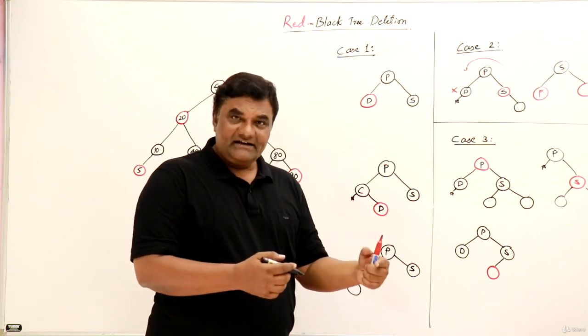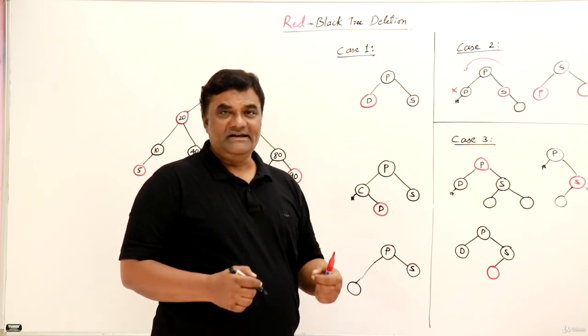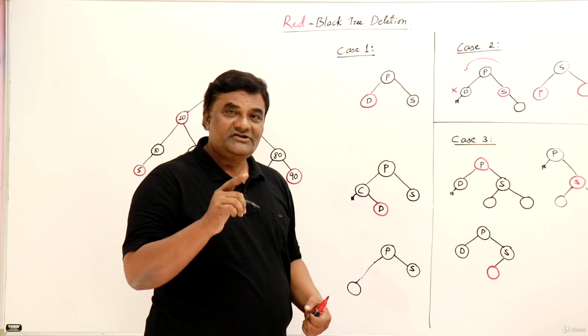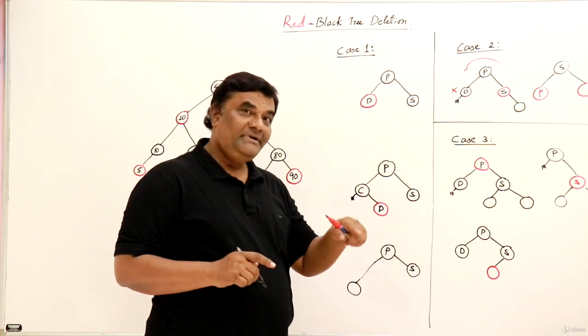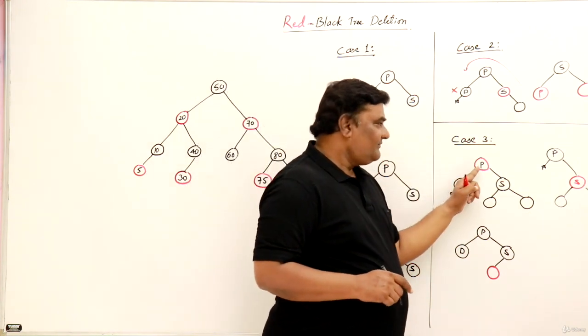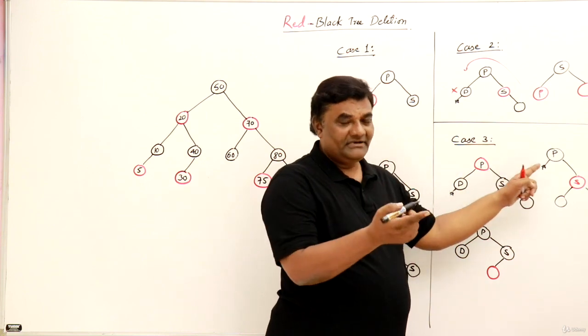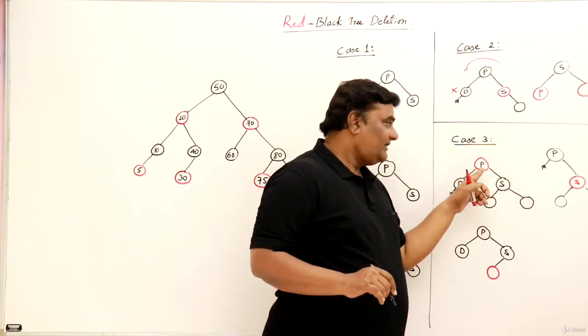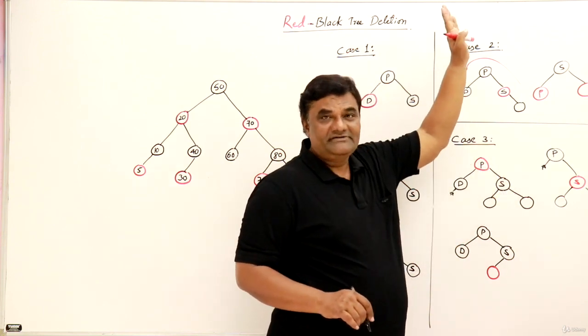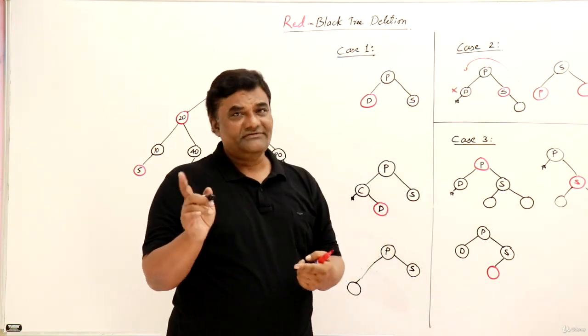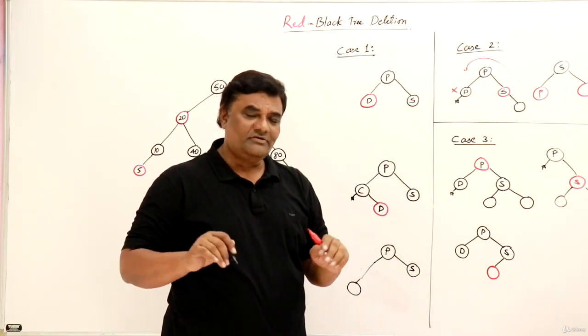Sibling is black and its children are also black. So do recoloring: change sibling to red and parent to black. Now parent was already red, so it became black, so there is no issue. Otherwise, this will continue in the parent. So that recoloring part or rotation part will continue. We don't have to go to that much complexity.